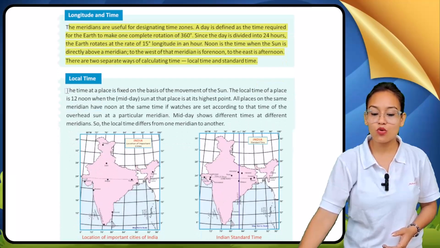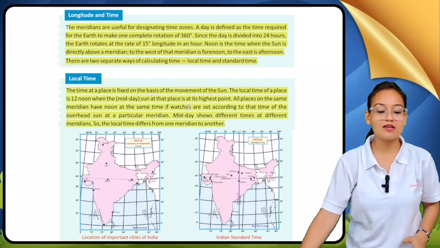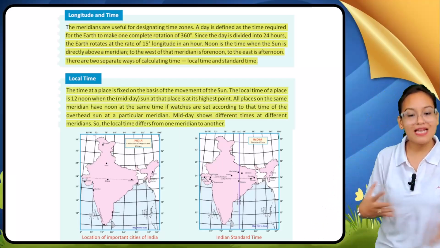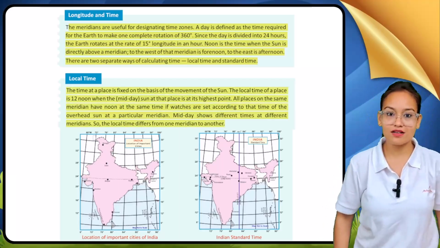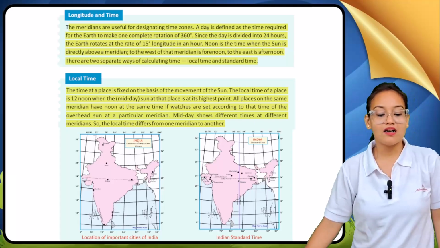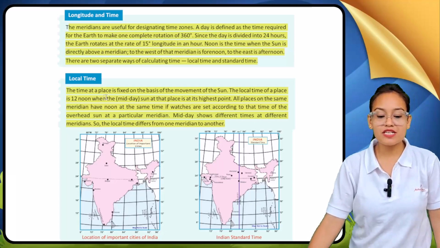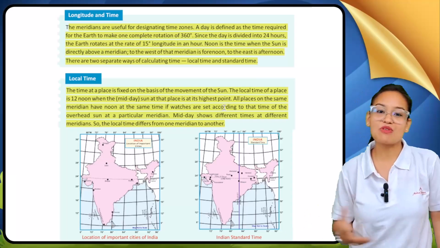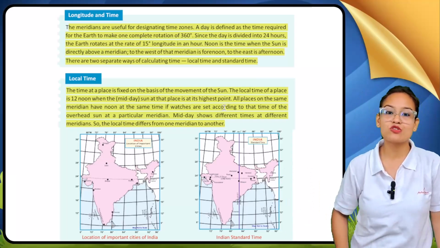What is the meaning of local time zone? See, in broad terms, local time zone means the time zone which is used by any country. The time at a place is fixed on the basis of the movement of the sun. We all know our time is directly related with the movement of the sun.